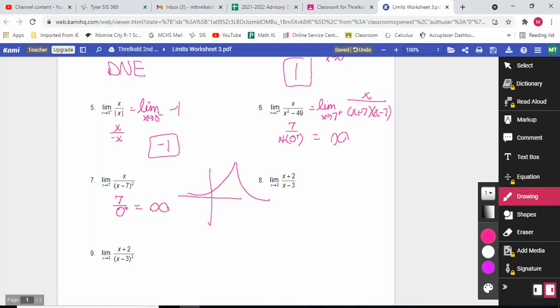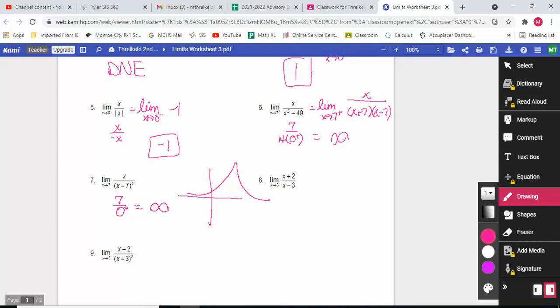If you have a number divided by a 0 to the left or 0 to the right, it's going to positive or negative infinity. Okay, if you looked at the graph here, again, you've got a vertical asymptote there. And so you can check it's going to go up forever. All right, let's look at this one.